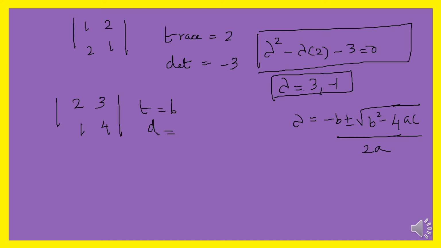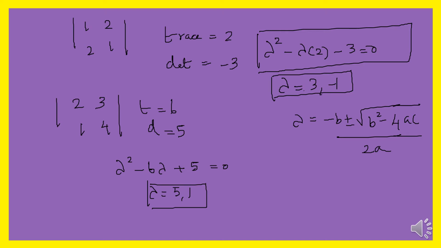I'm sorry, 8 minus 3, which will be 5. So my characteristic equation will be lambda square minus 6 lambda plus 5 is equal to 0. If you are finding the roots here, lambda will be equal to 5 comma 1, right? So you will be saving at least a minute in finding your eigenvalues, right?